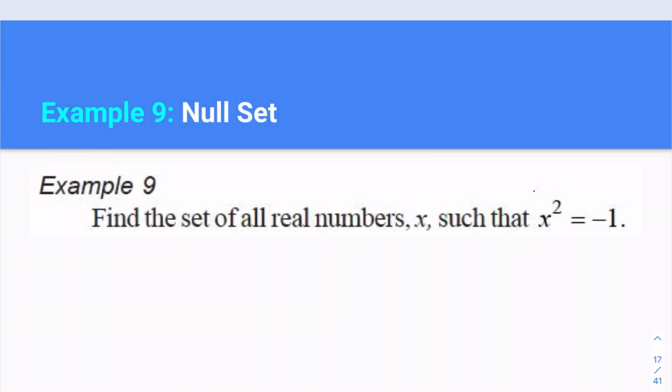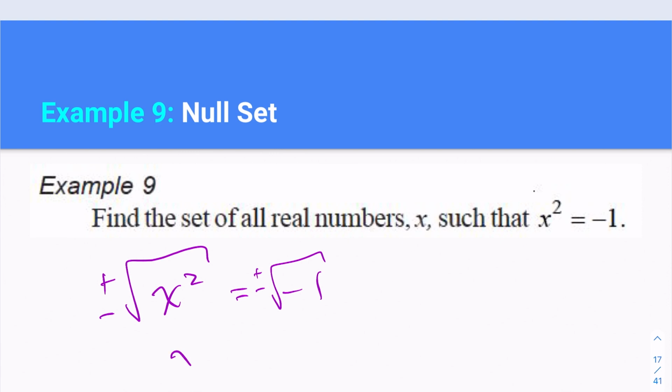Let's look at this example now. Find the set of all real numbers x such that x squared equals -1. Well, if we go ahead and start solving this, we can take the positive and negative root of both sides. So you get that x is equal to the plus or minus root of -1. Well, what is the square root of -1?